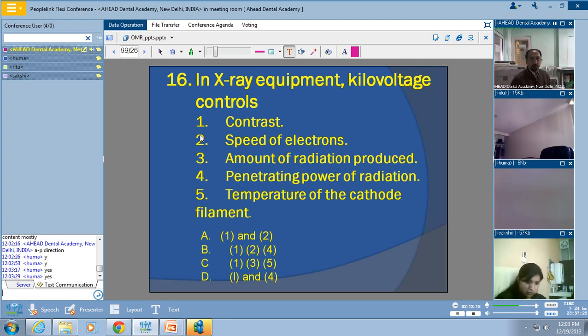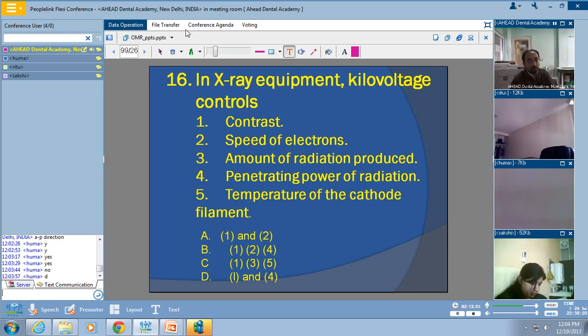So it also depends on the penetrating power of the radiation, but does it depend on the temperature of the cathode filament? Remember, KVP has got absolutely no connection with your filament. It is used for creating a potential difference between cathode and anode. So there will be absolutely no effect on the cathode filament temperature. So the correct answer will be contrast, speed of electrons, and the penetrating power of the radiation. So the correct answer is choice either B or D. So what should be the answer?